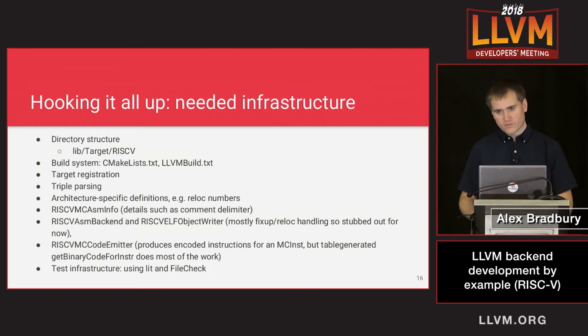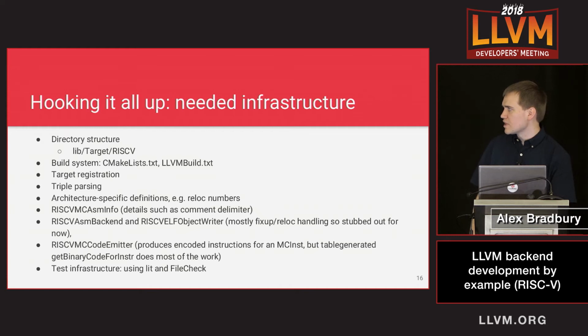So there's some extra stuff that you'll need to do in order to hook up your assembly parser to something useful. You need to register it with the internal infrastructure for registering a target. You need to support the triple, i.e. RISC-V 32, unknown Linux, or what have you. You need to define whatever architecture-specific definitions there are for your platform, such as relocation numbers, and then implement a few helper classes.